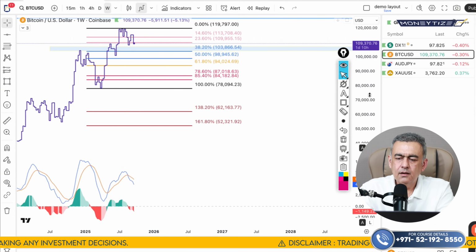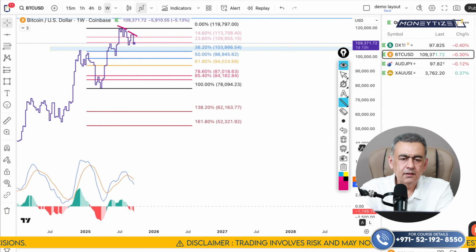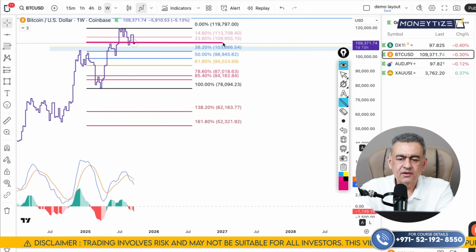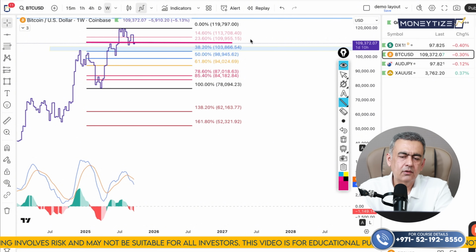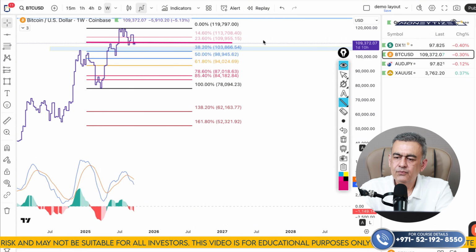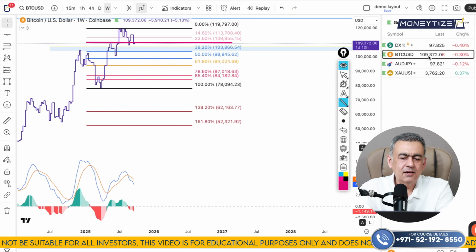So currently I can see that Bitcoin is getting weaker because it has printed a lower high pattern here on the weekly frame, and current price is lower than fib retracement 23.6. So the 23.6 level is 109,955, or in round numbers we can say 110,000, and the current price is slightly lower.